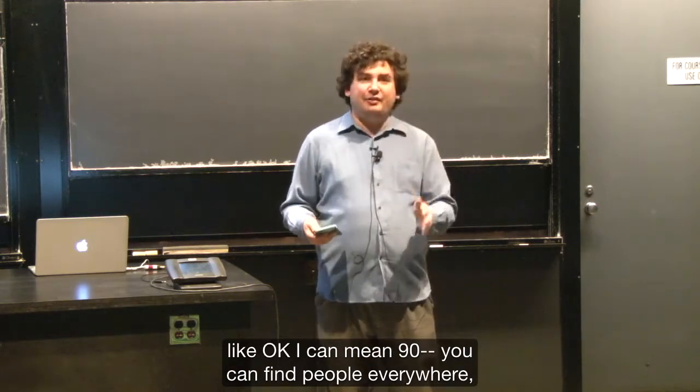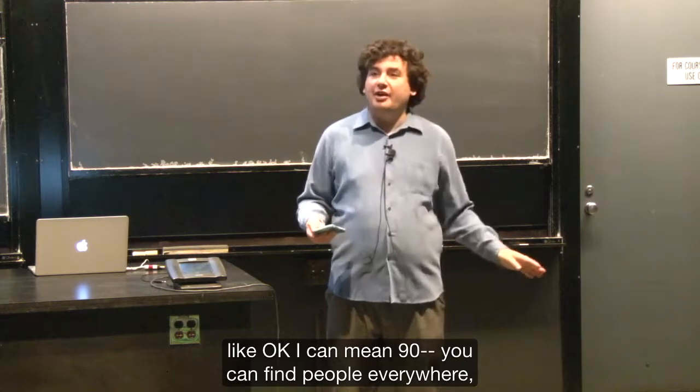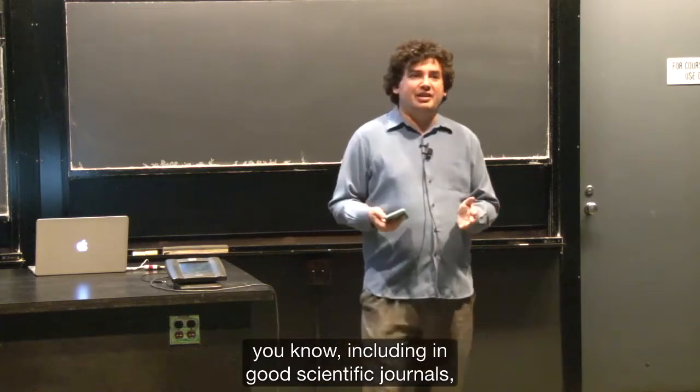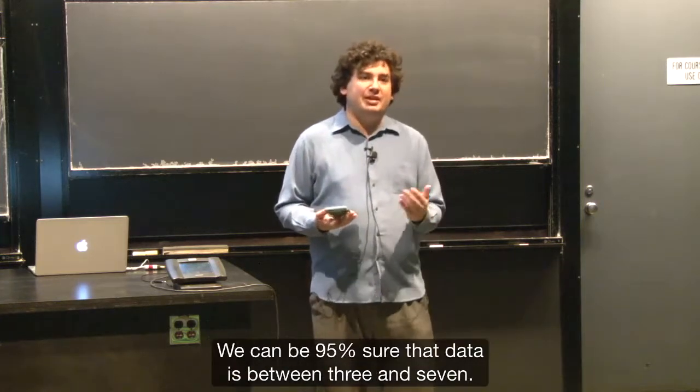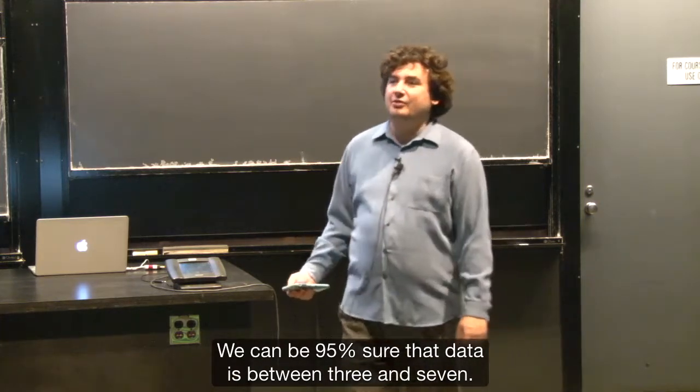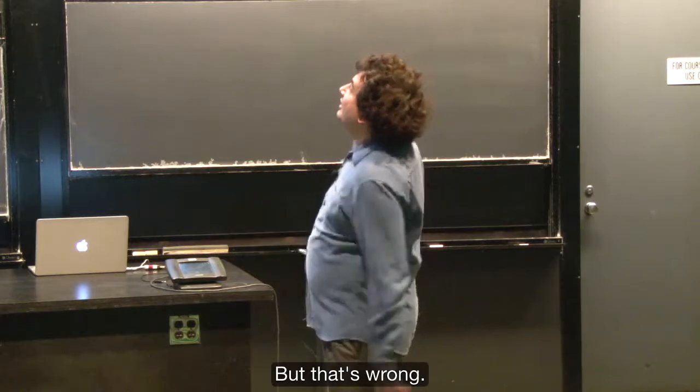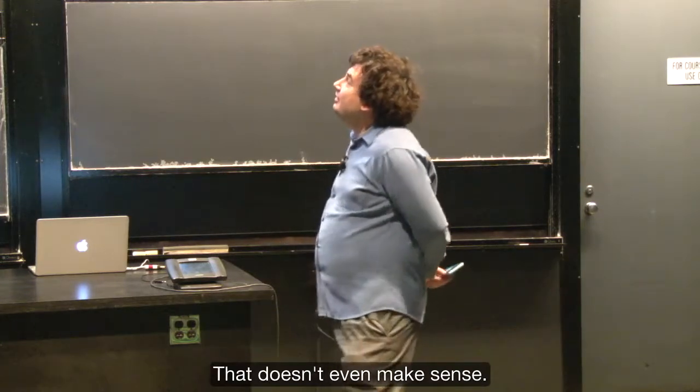You can find people everywhere, including in good scientific journals or in courses or wherever, where basically that's what they say. We can be 95% sure that theta is between 3 and 7. But that's wrong. That doesn't even make sense.